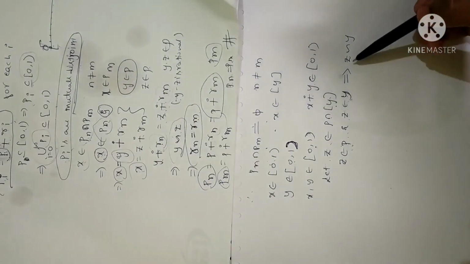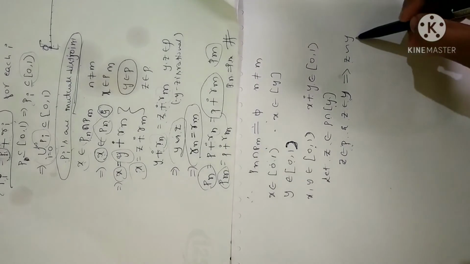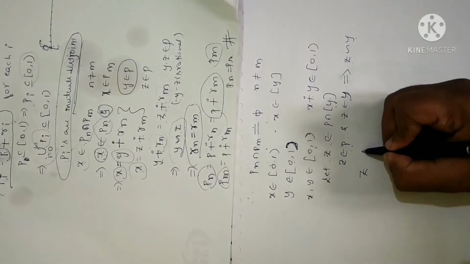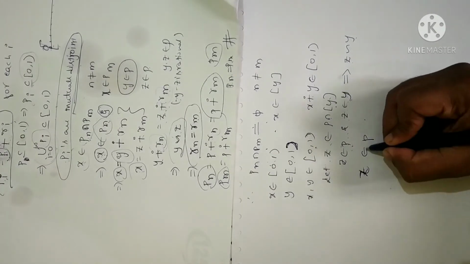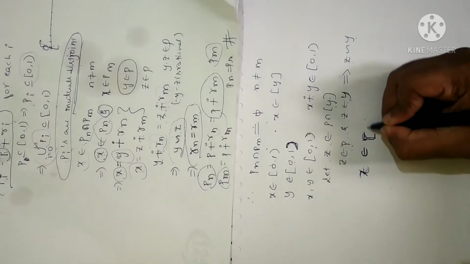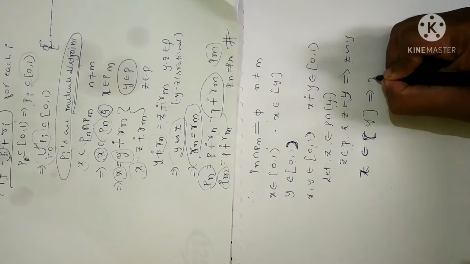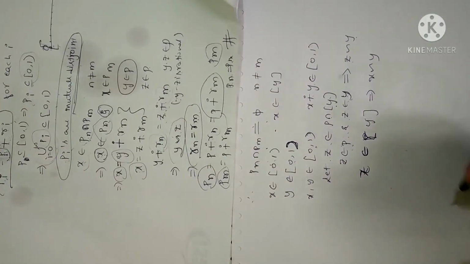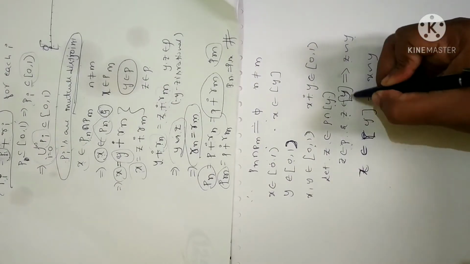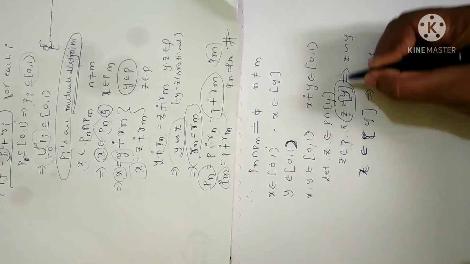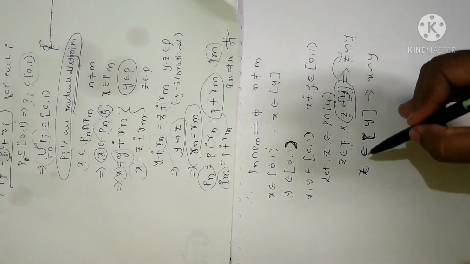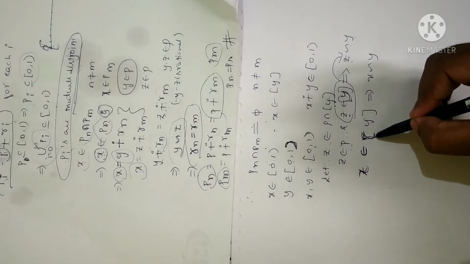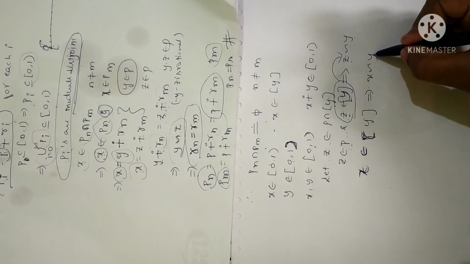Again it will be a rational number, so I can write z is related to y. Similarly, if I take z belongs to P, x belongs to y, I can write x is congruent to y. The minute I write z belongs to y, I can write z is equivalent to y. Similarly, when x belongs to the same set y, I can write x is equivalent to y.